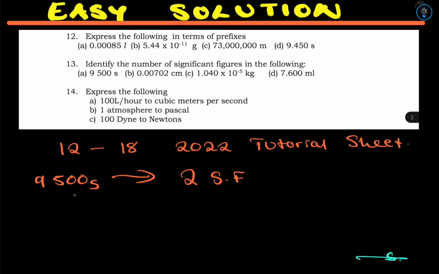Why? We have a rule that states if you have trailing zeros in a number without a decimal place, they are not significant.